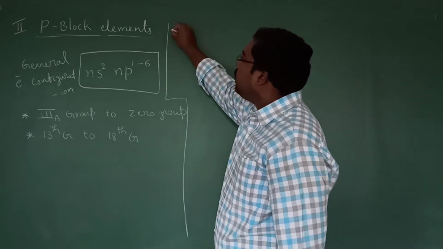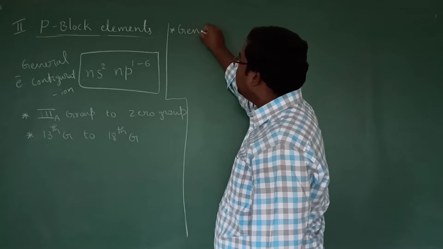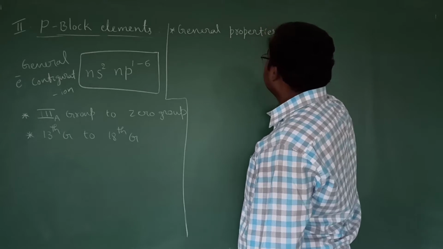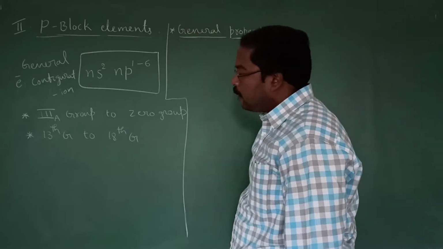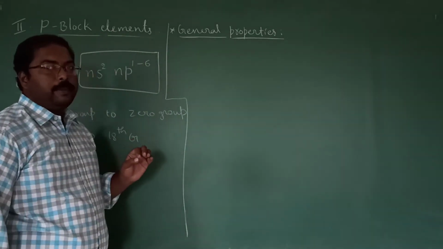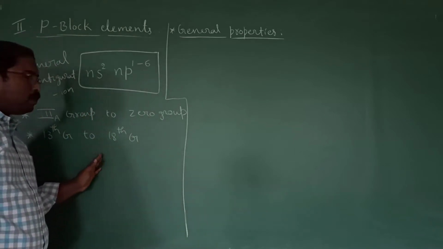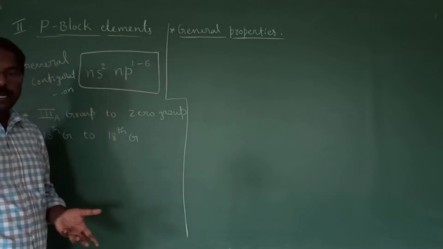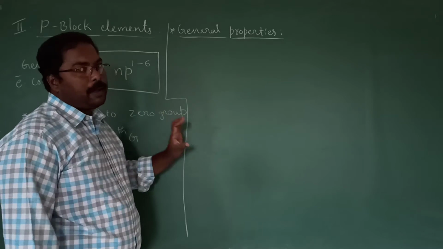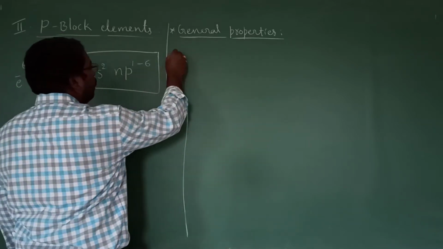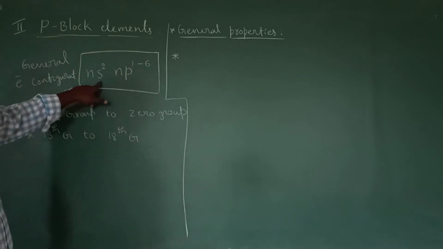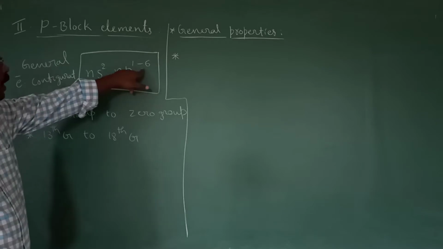Now, let us discuss the general properties of p block elements. As we already discussed the general properties of s block elements, and regarding the p block also, I already explained individual group-wise. Now, let us discuss the common properties of all these p block elements collectively. If you observe first, the general electron configuration is ns2 np1 to 6.